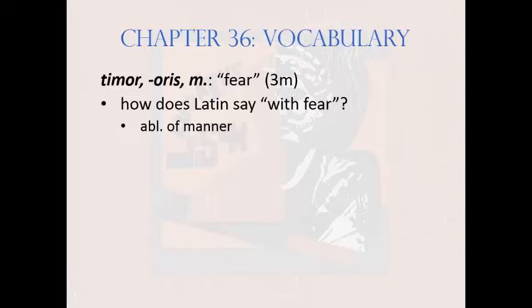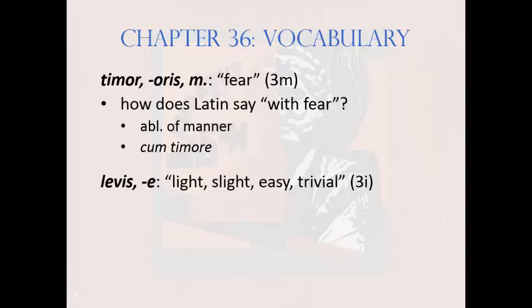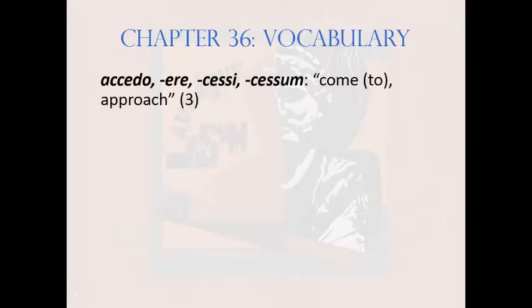So, cum timore. The next word is levis, leve, meaning light, slight, easy, or trivial. A third declension adjective, so it has to be i-stem. If it's i-stem, what's its genitive plural? Good for you, levium. Next up, accedo, accedere, accessi, accessum, meaning come, come to, or approach.